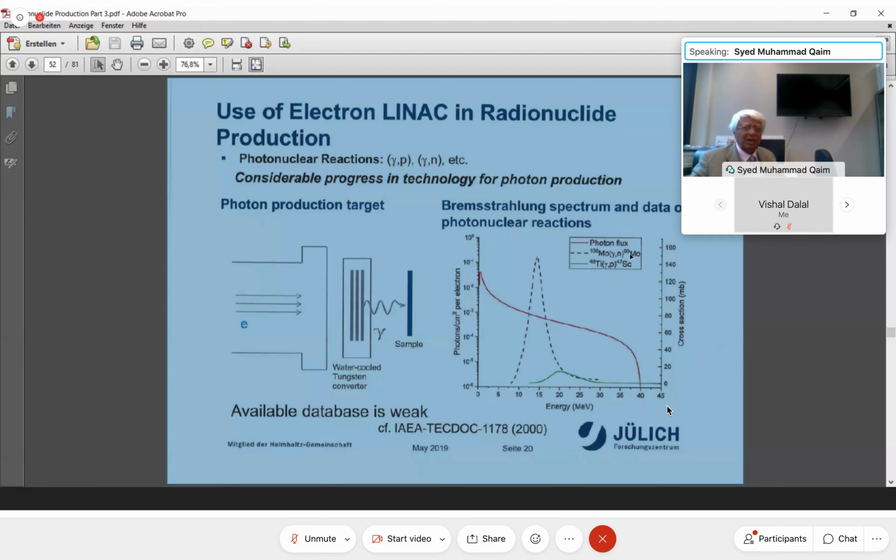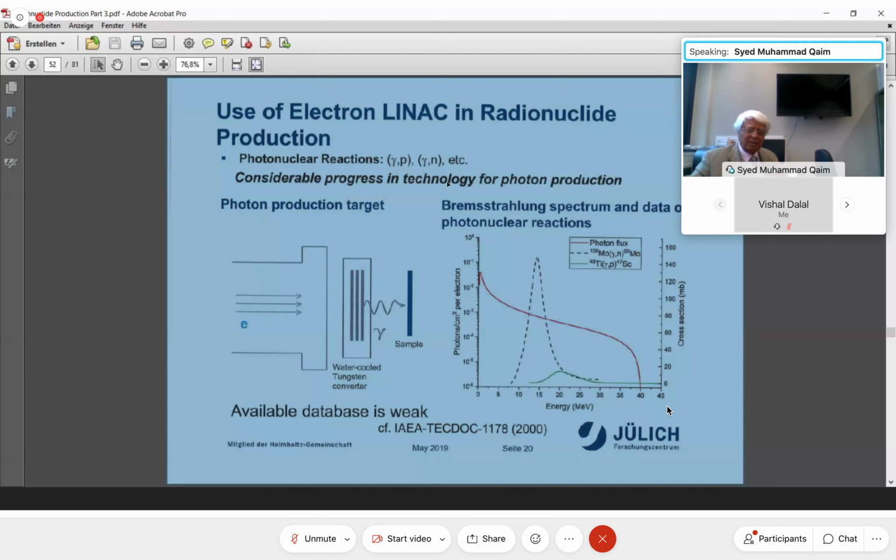This is also an alternative method for production of technetium-99m. We have seen the same molybdenum-100. If you irradiate with protons, the P2N reaction gives you technetium-99m directly. But if you irradiate with hard gammas, you get molybdenum-99. This you can put on the column and separate technetium-99m.